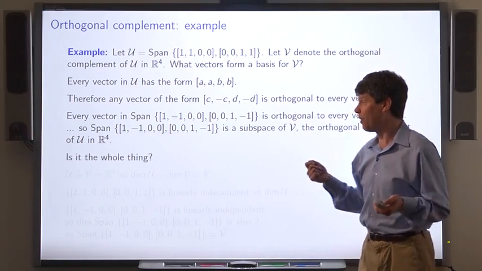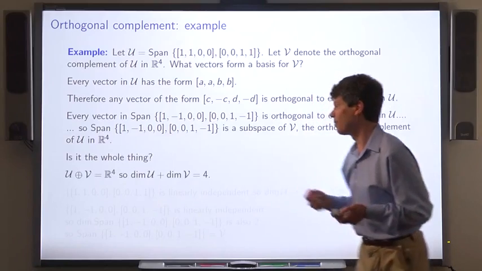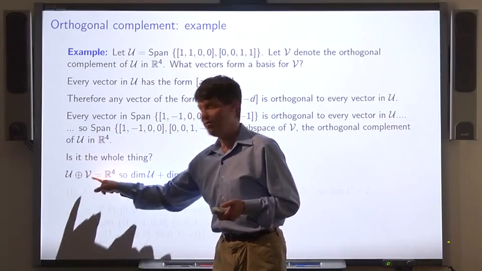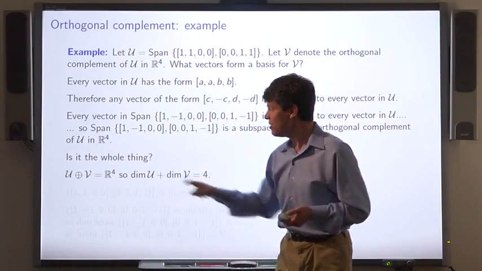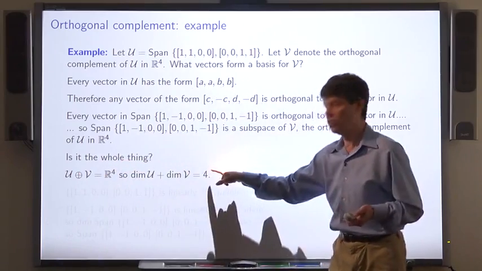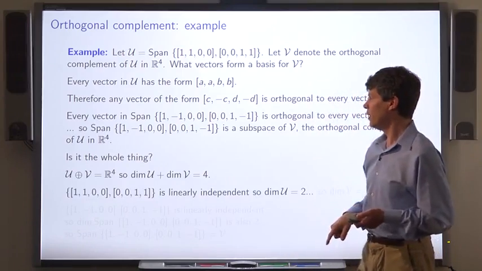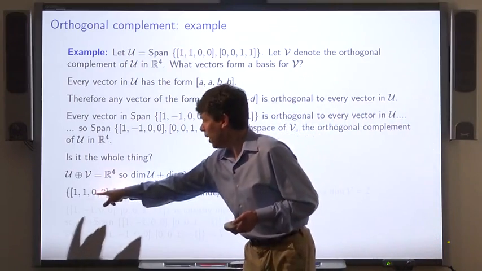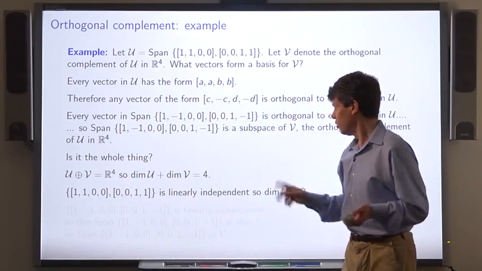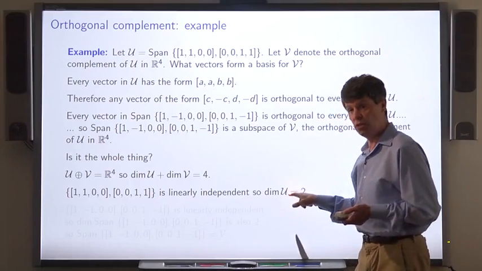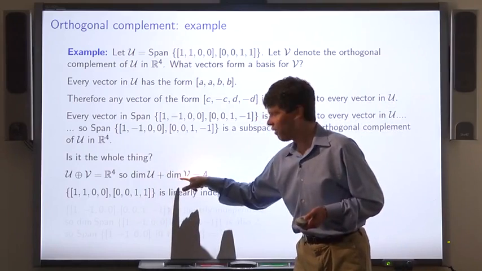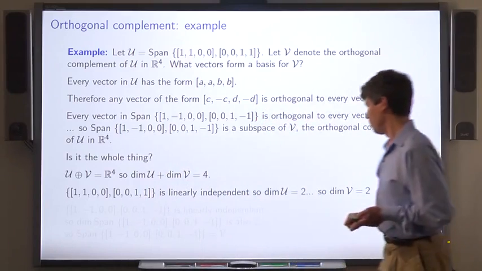Is it, in fact, the whole thing? Is it all of V? Well, we know that the direct sum of U and V is R4. So the dimension of U plus the dimension of V is the dimension of R4, which is 4. Now, these generators for big U are linearly independent. So that shows that the dimension of U is 2. Plugging that in, we see, therefore, that the dimension of V is 2.